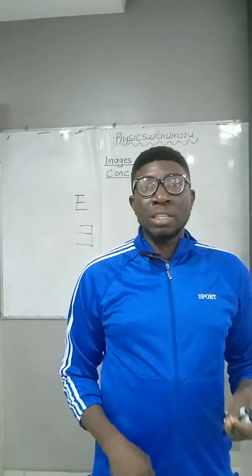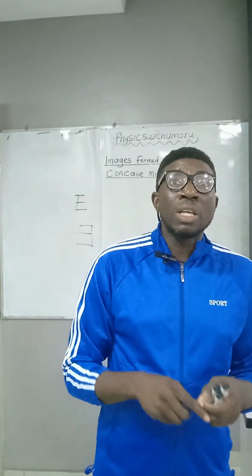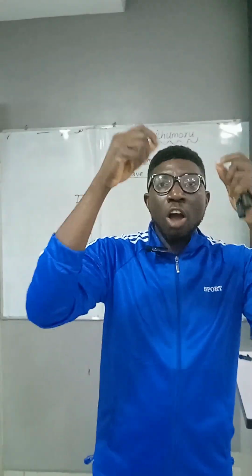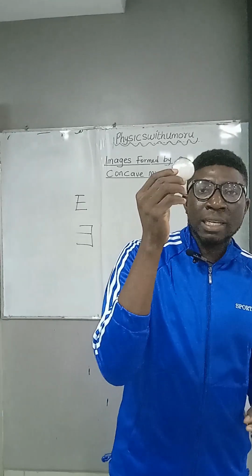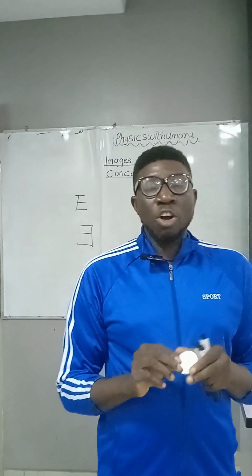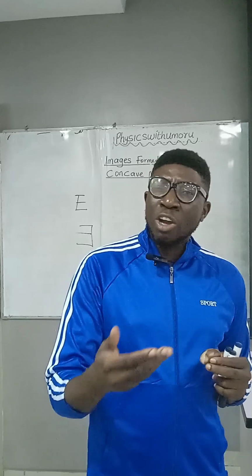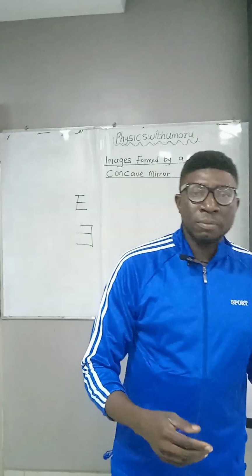will curve inward, this type of mirror can produce a real image. This type of mirror can produce a virtual image. This type of mirror can produce an image that is upright. It can also produce an image that is inverted. So the type of image produced by this mirror depends on the distance of the object from the mirror.